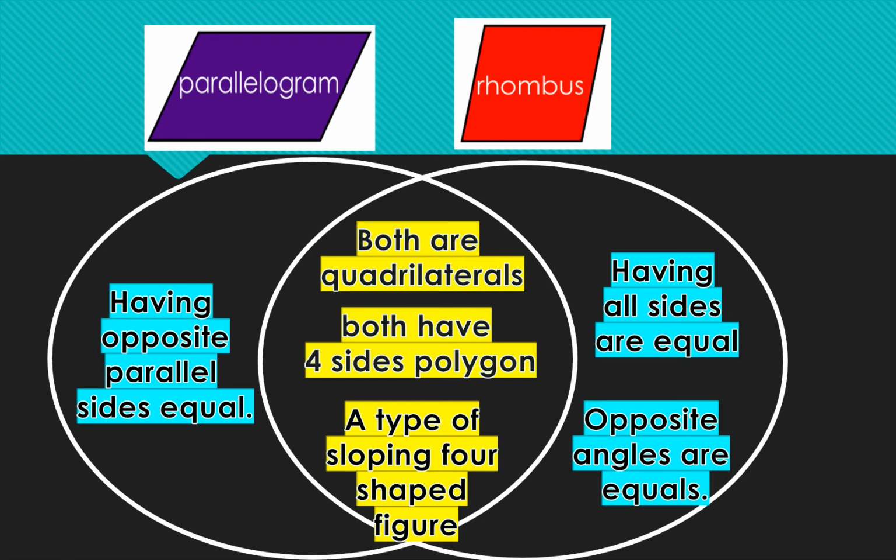Again, the three commonalities: they are both quadrilaterals, they both have a four-sided polygon, and they are a type of slanting four-sided figure. The difference between the two: a rhombus has all sides equal and opposite angles equal, while a parallelogram has opposite sides parallel to each other. So they are equal.